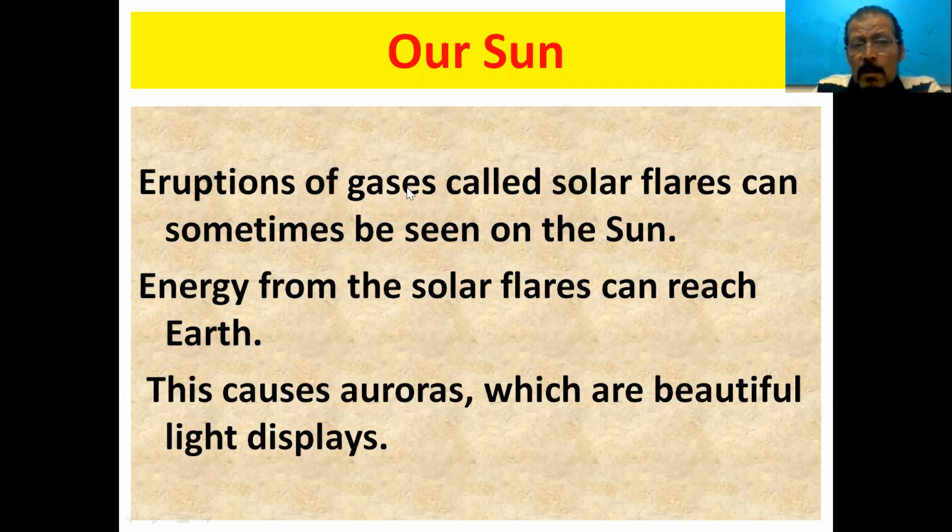Eruptions of gases called solar flares can sometimes be seen on the sun. Energy from the solar flare can reach the earth. This causes auroras. Aurora means الشفق in Arabic. We see it before Maghrib or after Fajr, which are beautiful light displays.